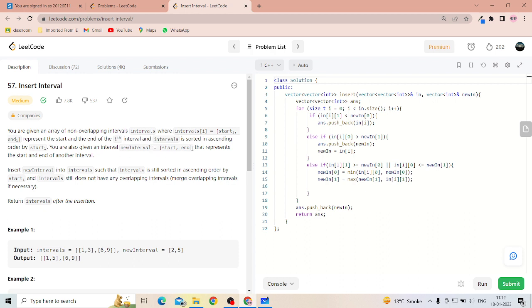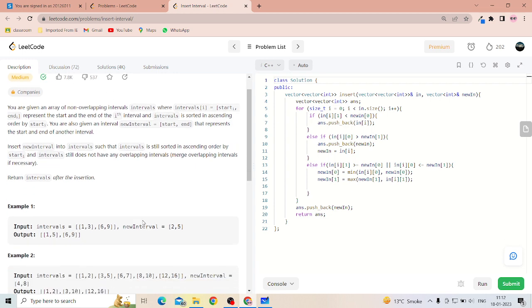It is [start, end]. It represents the start and end of another interval. So insert that newInterval into intervals such that intervals is still sorted in ascending order by start_i, and intervals still does not have any overlapping intervals.